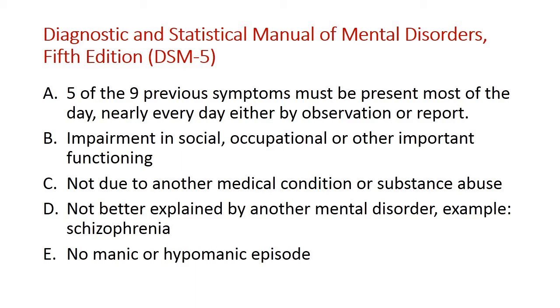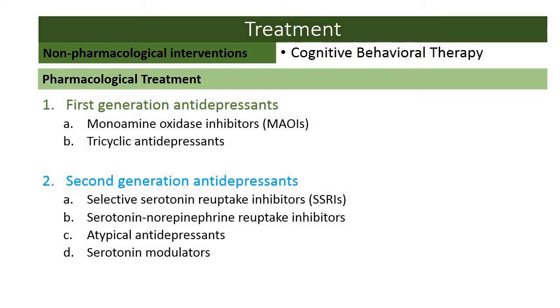So how do we treat clinical depression? For the treatment of clinical depression, there are 2 parts: the non-pharmacological interventions, which include cognitive behavioral therapy, interpersonal therapy, psychodynamic therapies, talk therapies, and the pharmacological treatment, which is split into 2 parts: the first-generation antidepressants and the second-generation antidepressants. In this part of the video, I'll go over the first-generation antidepressants, starting with monoamine oxidase inhibitors, also known as MAO inhibitors.